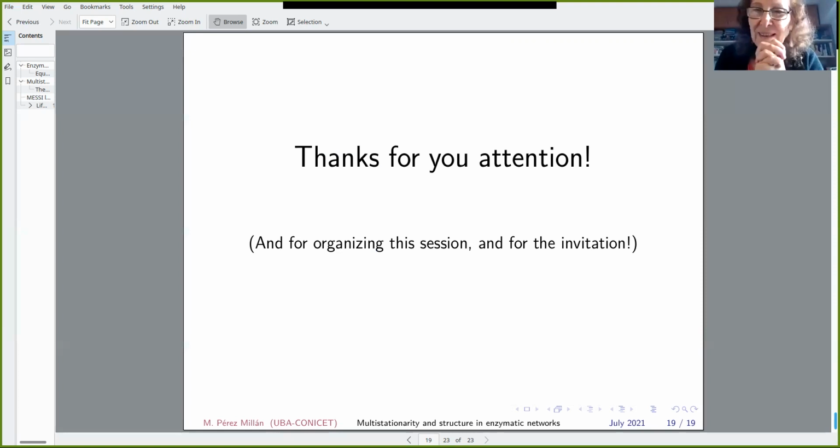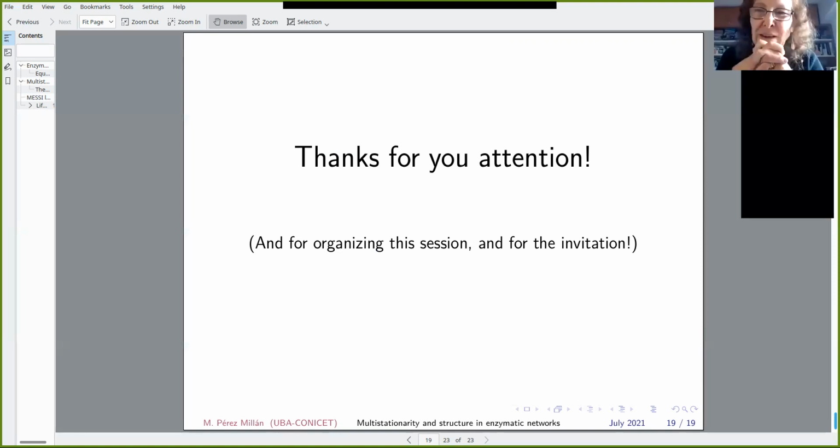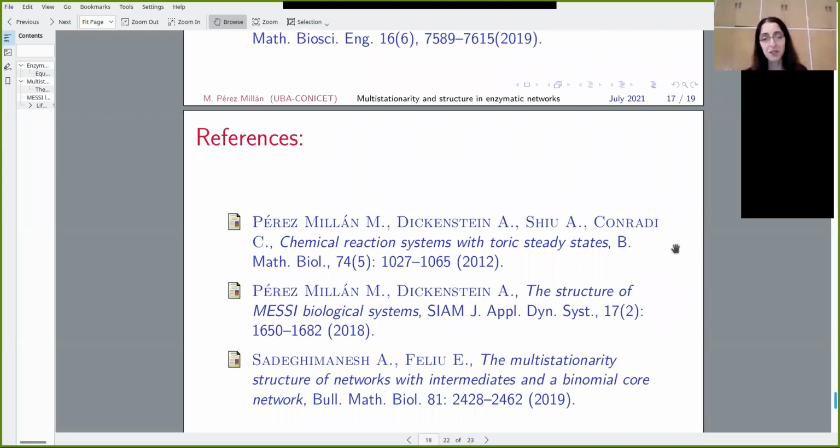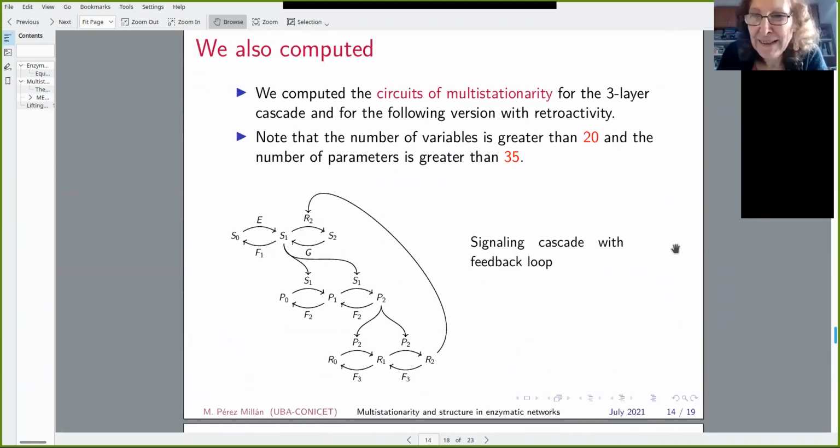Thank you, Mercedes. In fact, I would like to contradict you. It's not that Maple is bad, but our method avoids the 35 parameters. So we are clever enough to make the computation feasible. We found a combinatorial way to avoid so many variables. This is one of the main things that we did. But we also found the circuits of multistationarity of this network. It's not nice to write down, but yeah.